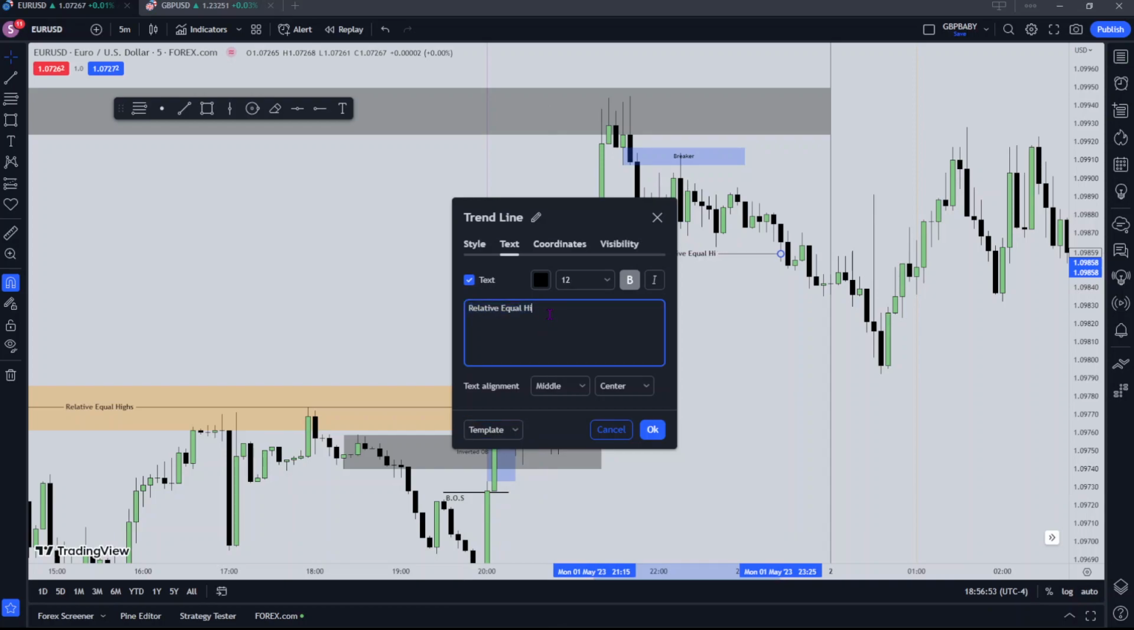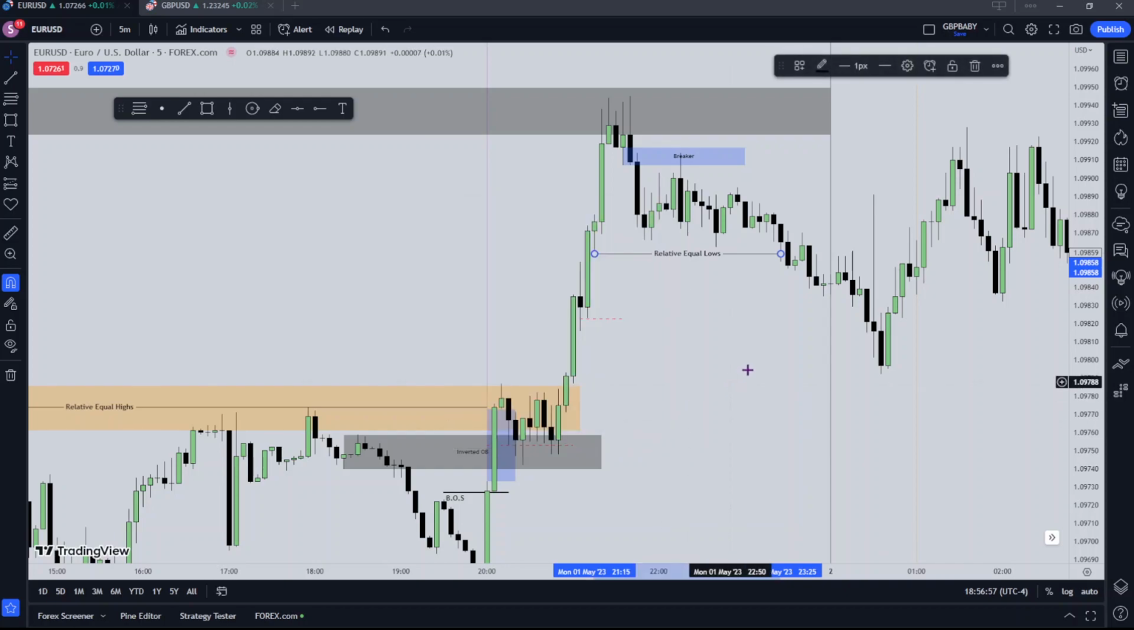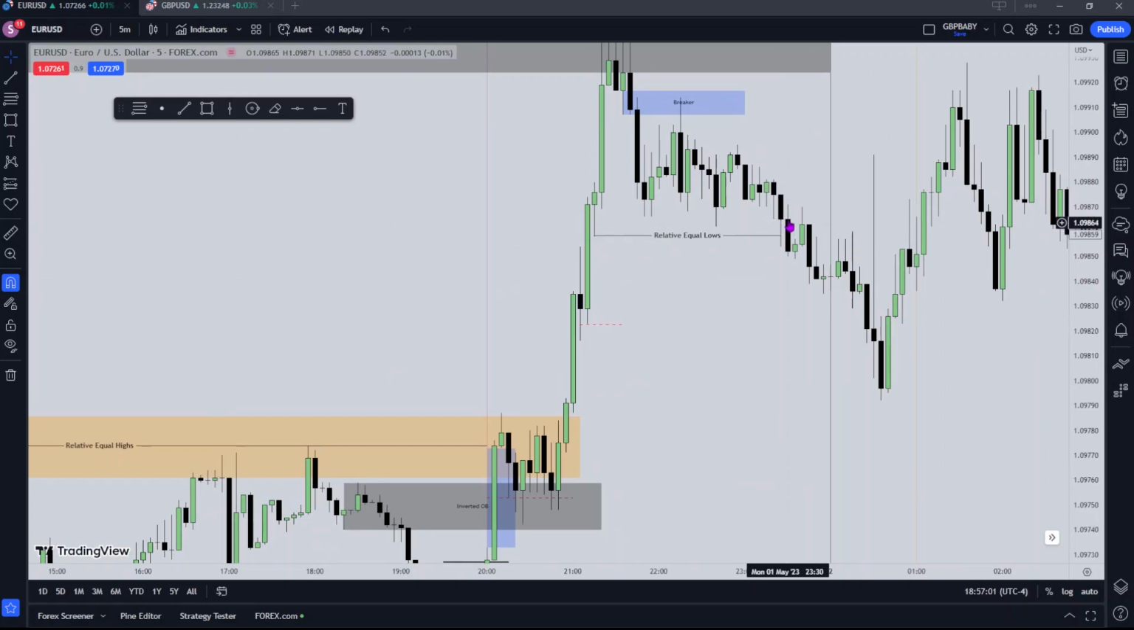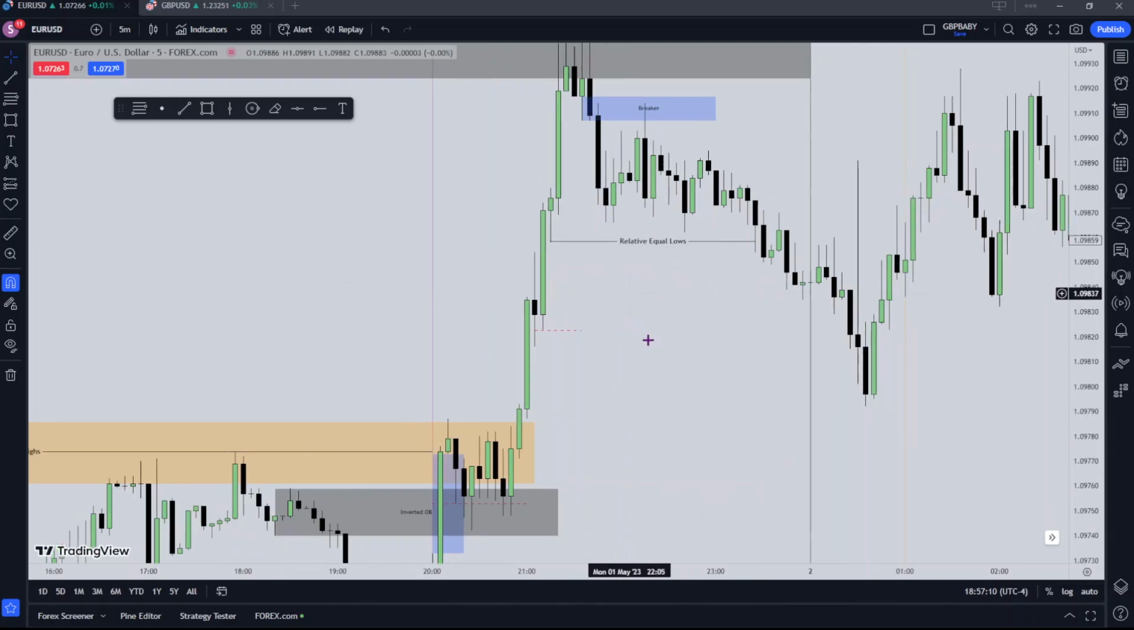These are equal lows, excuse me. And then we can see we attacked that, immediate rebalance again, traded up and then left. Started running into this, and then we have a new opening.